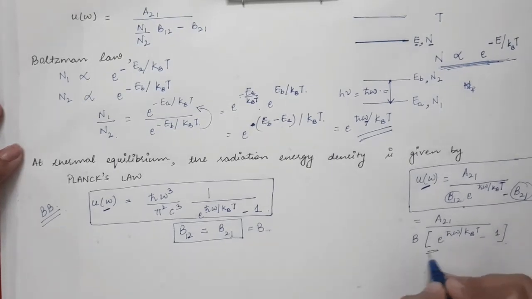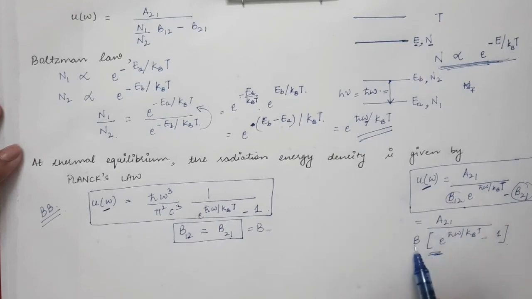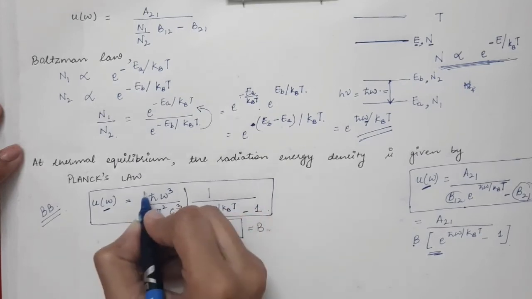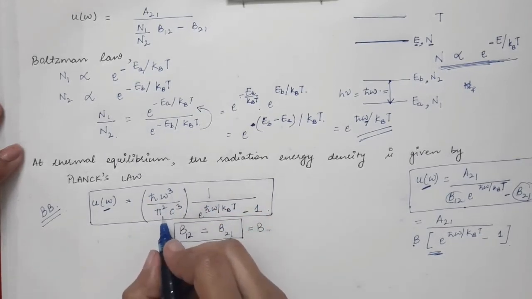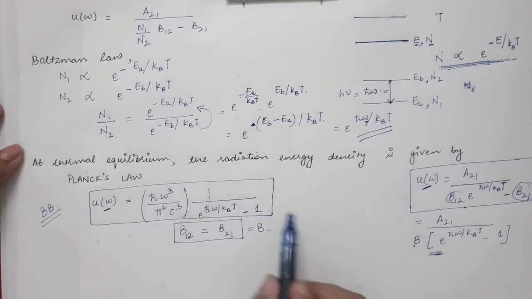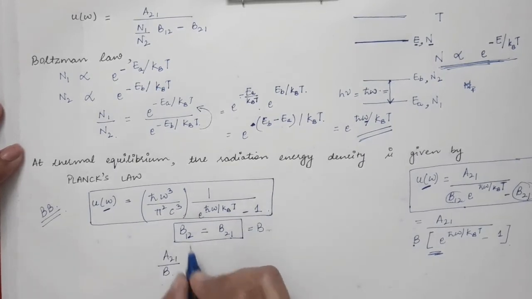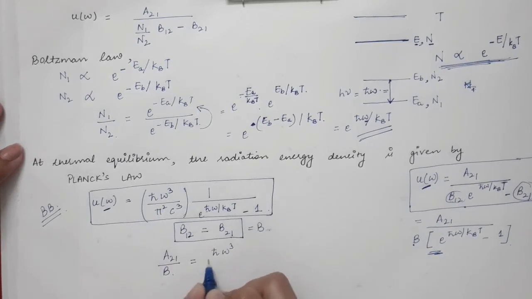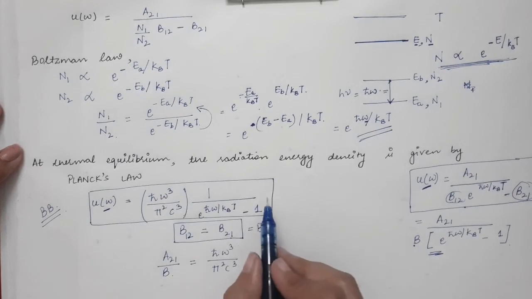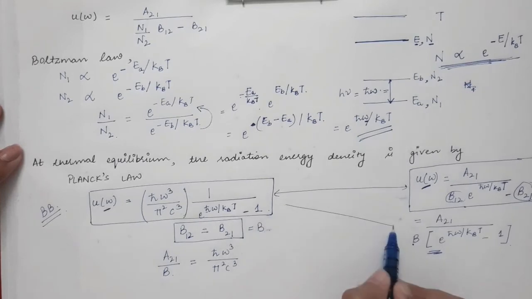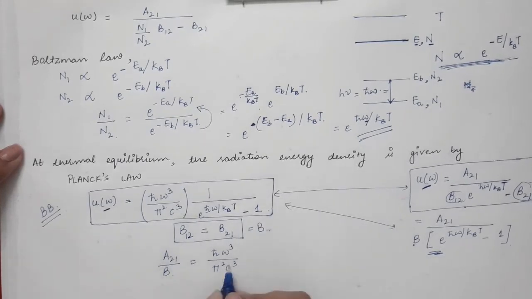So from here, in this formula, we have A21 divided by capital B. And over here, we have this extra factor, h cut omega cube divided by pi square c cube. So when you relate these two formulas, you will get A21 divided by capital B is equal to this factor, which is h cut omega cube divided by pi square c cube. So you just have to relate these two formulas. First you will relate these two formulas and then you will relate these two formulas. So you will get the relation of the three Einstein coefficients.